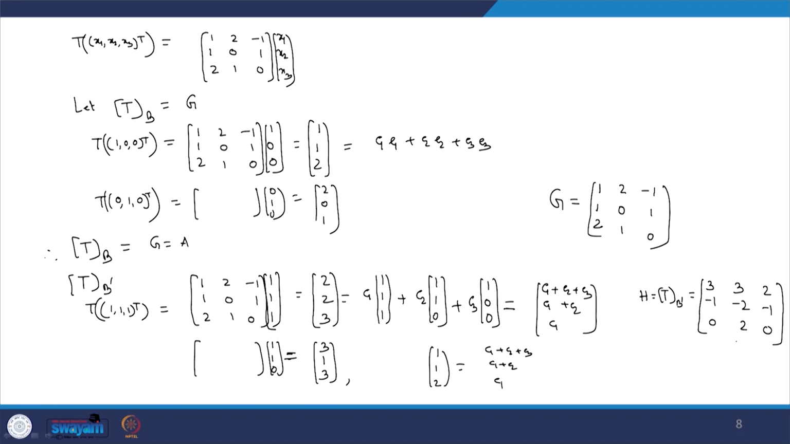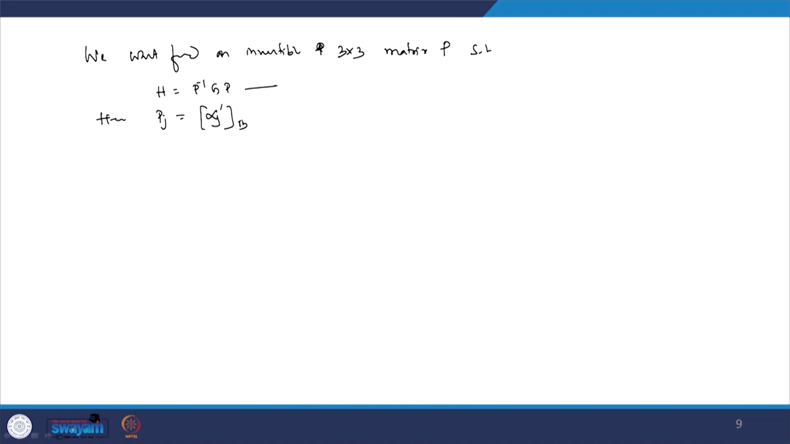Now, our aim is to find a non-singular matrix P such that H equal to P inverse G into P. We want to find an invertible 3 cross 3 matrix P such that H equal to P inverse G into P, that we have to find, please. Here Pj is nothing but the coordinate matrix of alpha j prime with respect to order basis B. So, I hope you will be able to calculate this and cross check, please.